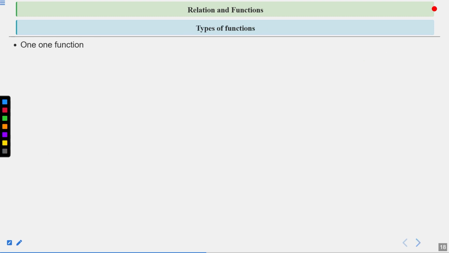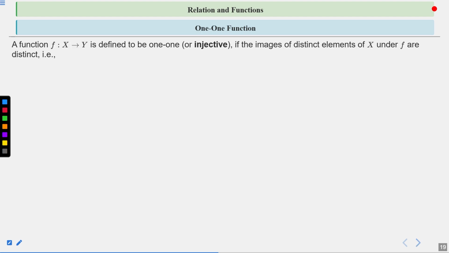Now we will be covering one-one function, onto function, and bijective function. So starting with one-one functions. Your function f defined from X to Y is one-one, or in another word injective, if the images of distinct elements of X under f are distinct. So the images of distinct elements of X under f are simply distinct.